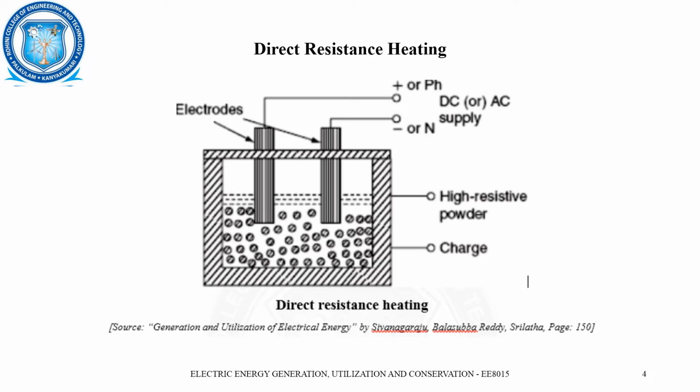We have two electrodes, one positive and the other negative, supplied with either DC or AC supply. These electrodes are immersed into a high resistive powder. Below that we have the charge present. Now, when electricity is applied, the electrodes create heat, and this heat is used to melt the charge present inside the furnace. This is direct resistance heating.